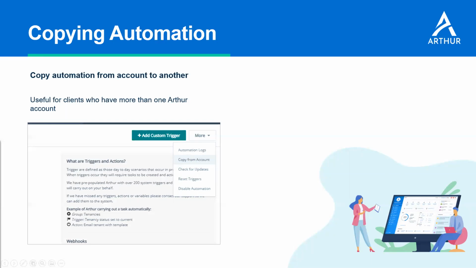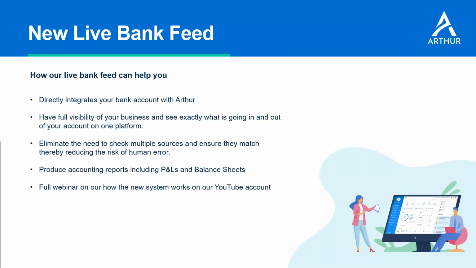Next bit as well is the live bank feed. Now, live bank feed, how can it help you? This is mainly for guys who aren't using Xero or QuickBooks, or are interested in leaving Xero or QuickBooks and want to move to the live bank feed. It's extremely useful for your companies. It directly integrates your bank account with Arthur Online. You have full visibility of your business and can see exactly what's going on in and out of your account on one platform. You eliminate the need to check multiple sources and ensure they match, thereby reducing the risk of human error. And you can also produce a bunch of reports within our Arthur financial section.